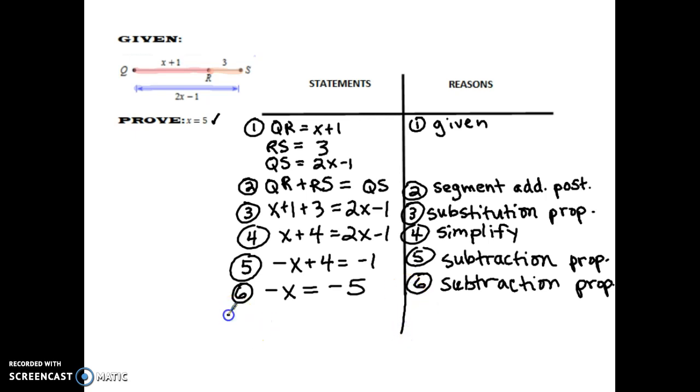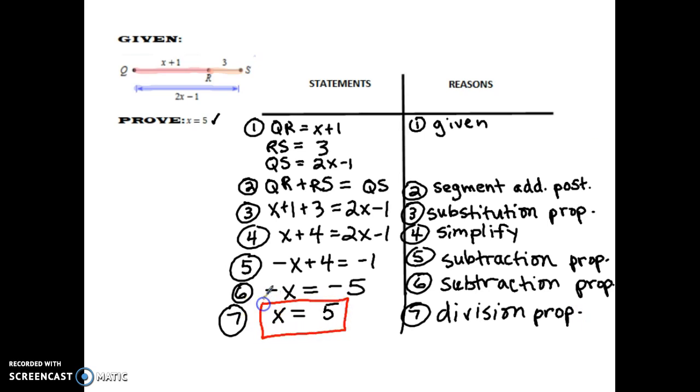Very good. So I'm going to divide by a negative 1 on both sides using the division property. Now, my last statement looks exactly like what I'm trying to prove, so I know that I'm done.